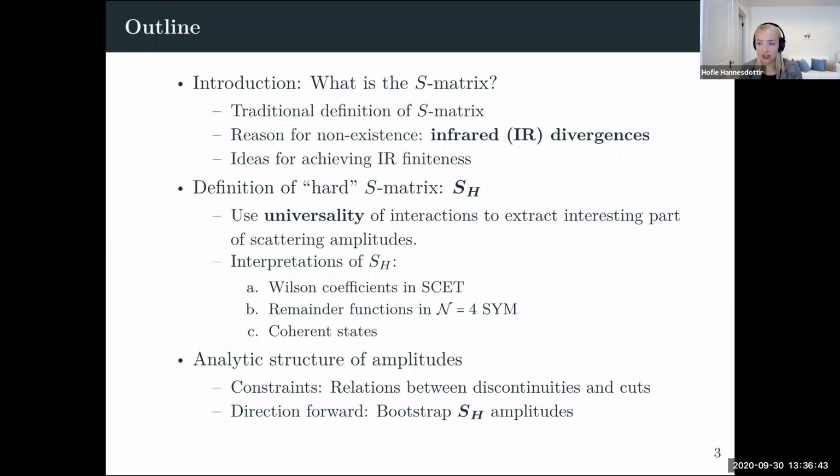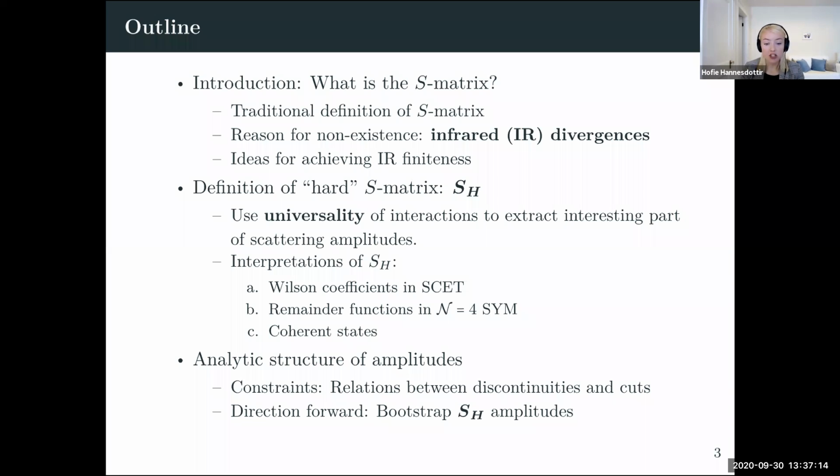And this is an object that we define in our papers from last year, where we use universality of interactions in gauge theories to extract the interesting part and the non-trivial part of scattering amplitudes. And this object has at least 3 possible interpretations, which I'm going to talk about, namely as Wilson coefficients in soft-collinear effective theory, as remainder functions in N=4 super Yang-Mills theory, or as coherent states.